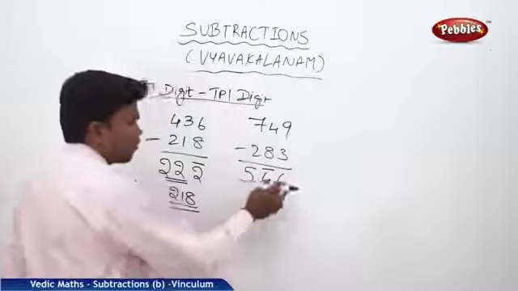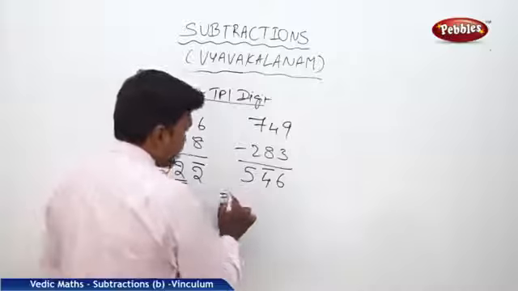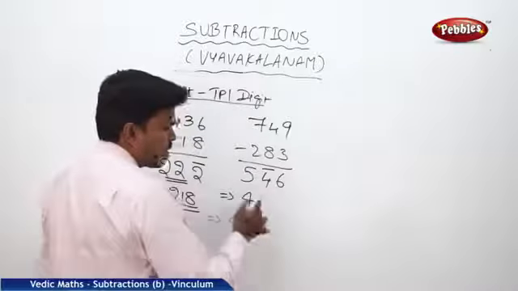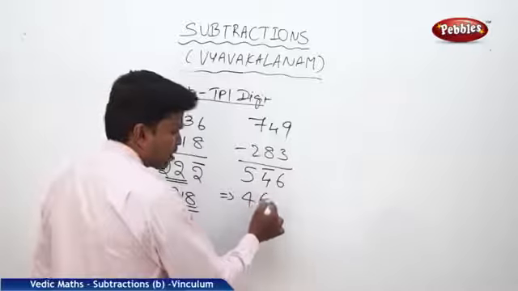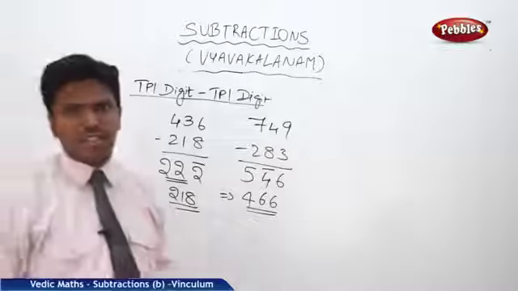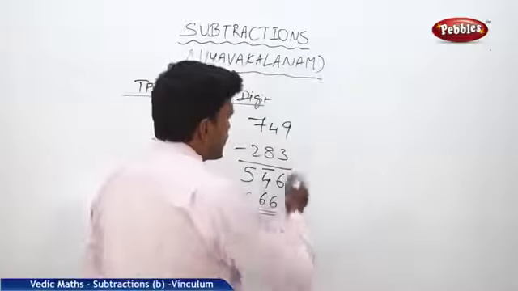That is nothing but Vinculum. Now 5, 4 bar, 6. Now you tell me. The number before the bar will be reduced by 1, and this is the complement 6, and 6 as it is. So what is our answer? 466.